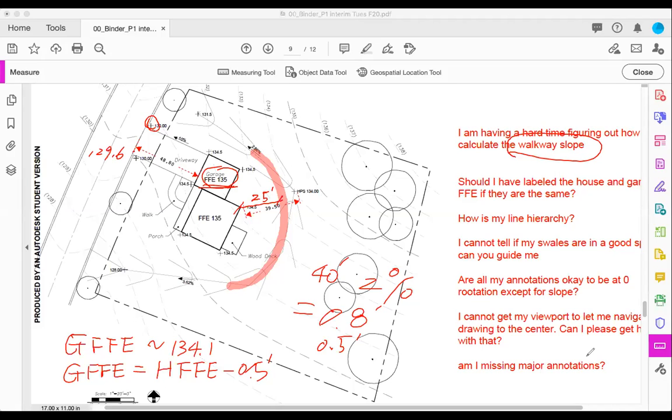So for all of you, the labels of the walk, the porch, the wood deck can be moved. If they interfere with your labeling, feel free to move and alter them, okay? Those four labels, the driveway, the walk, the porch, and the wood deck, are not set in stone. They can be changed. For instance, the garage FFE is in a different font from your labeling. Feel free to change it to make it consistent.